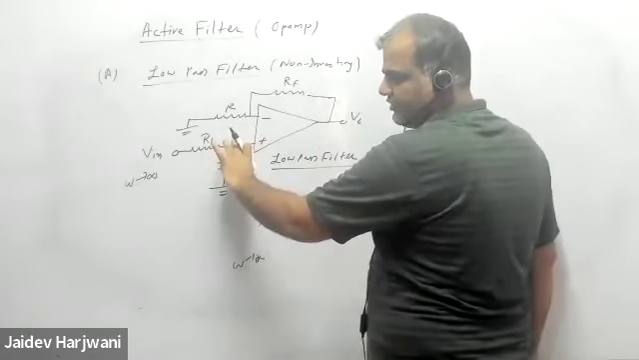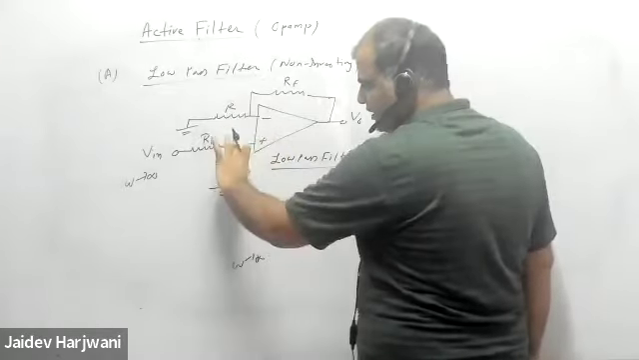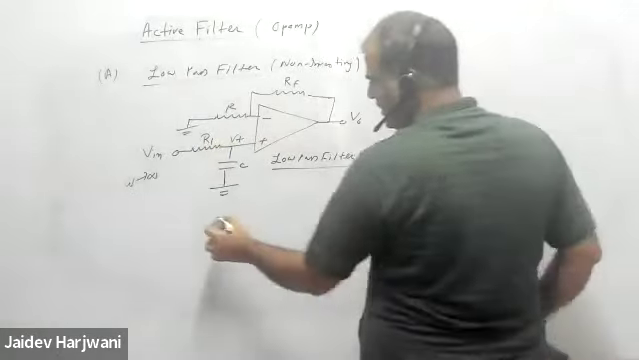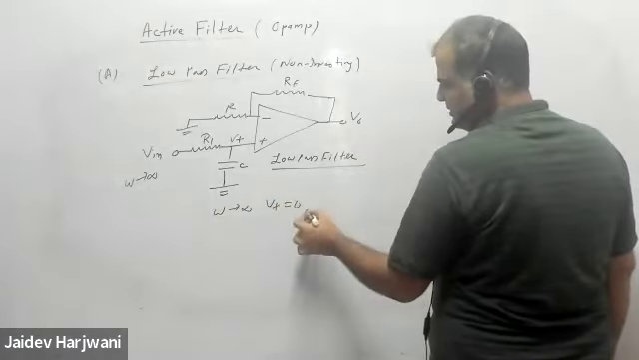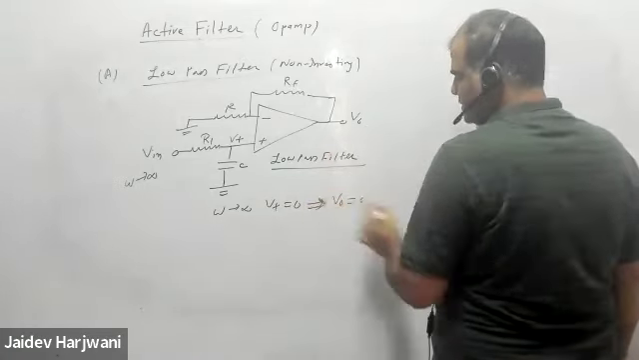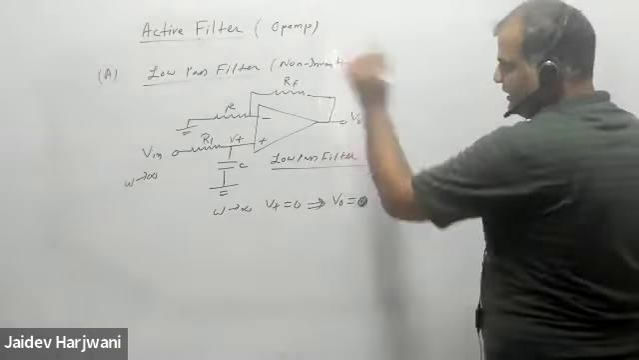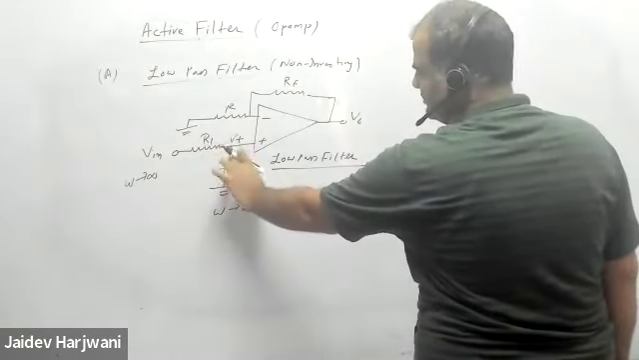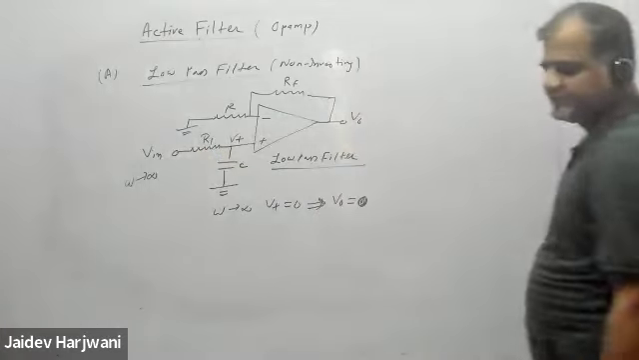So this is a non-inverting configuration. The formula is (1 plus RF by R) into V plus. So you can directly say if omega tends to infinite, V plus tends to 0, and V plus tends to 0 implies V naught is equal to 0. So this is not passing high frequency, so this will act as a low pass filter. If it's zero frequency, this will be very high. This will be DC. This will be open, so that this voltage directly will come here. So we'll get the highest gain.